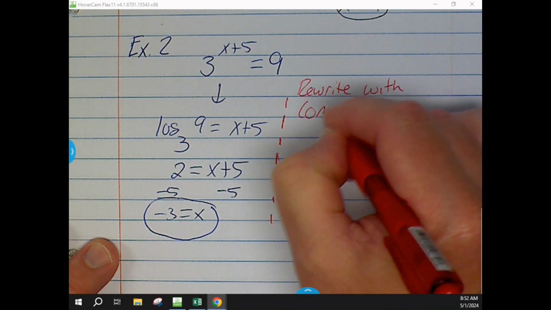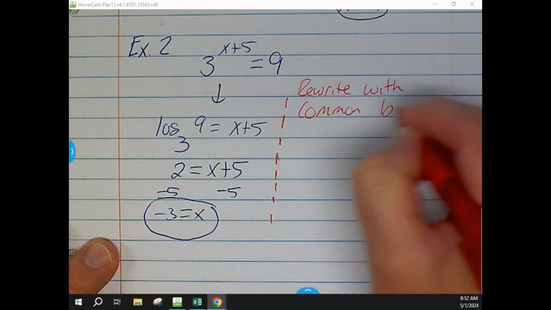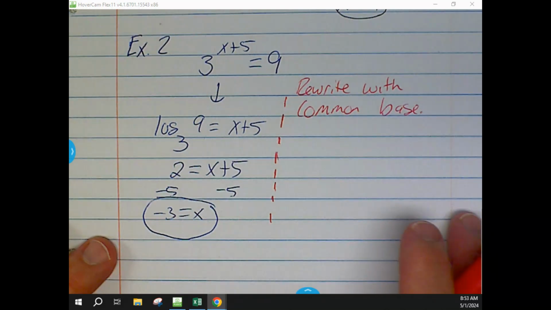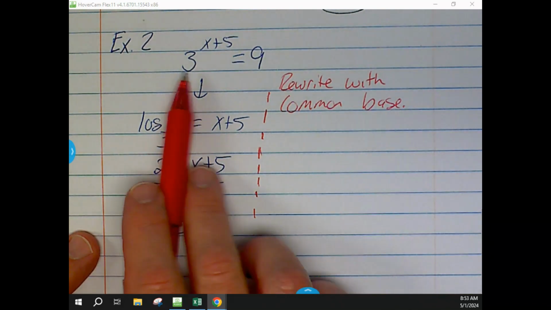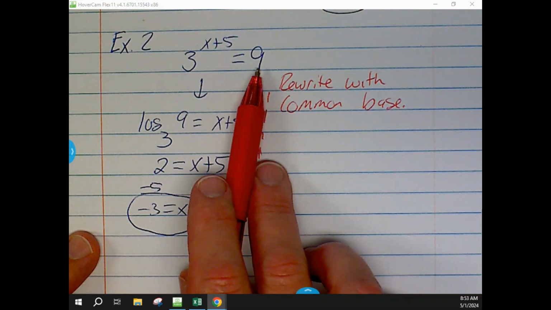Okay, so if you rewrite with a common base, and again, they might make you do this with some of the examples that's there, so they may kind of set you up to this one. So again, this side is base 3. But okay, you can take 9 and rewrite it as 3 squared.